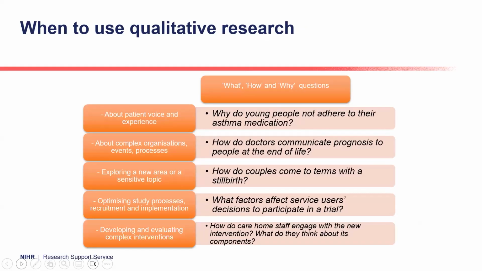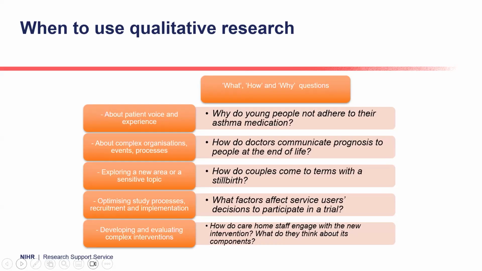So here are some examples of qualitative type of questions. And as we said, they're dealing with the what, how, and why. So you may want to consider doing a qualitative study when your research aim, your research question, is about patient voice and experience. And here's an example: why do young people not adhere to the asthma medication? Or perhaps you want to consider doing a qualitative study if you're interested in understanding complex organizations, events, and processes. How do doctors communicate prognosis to people at the end of life?